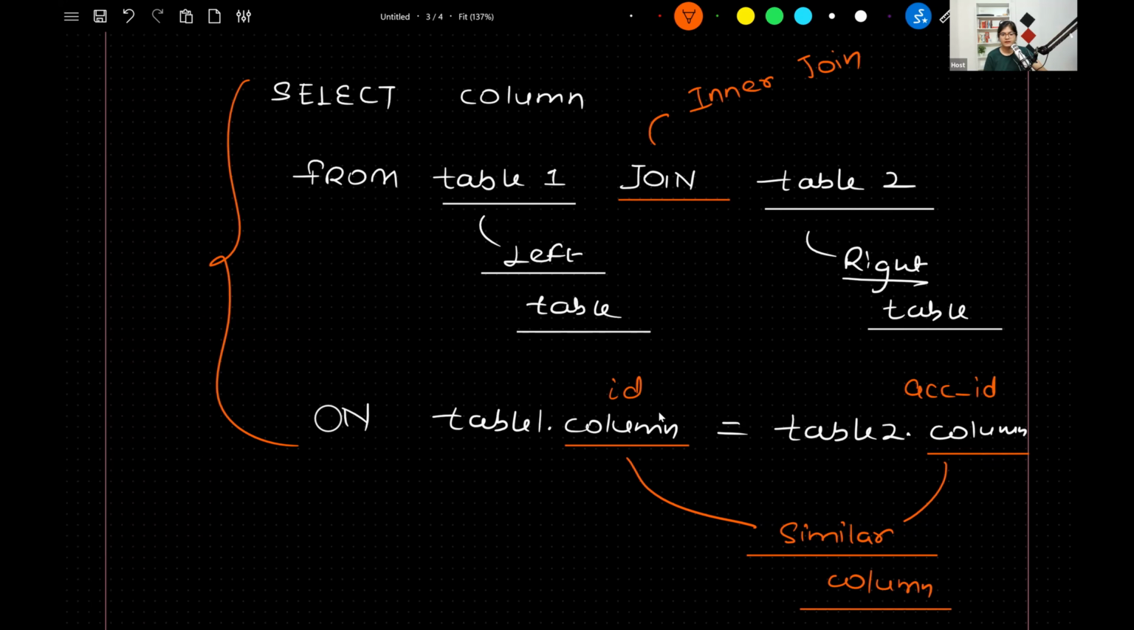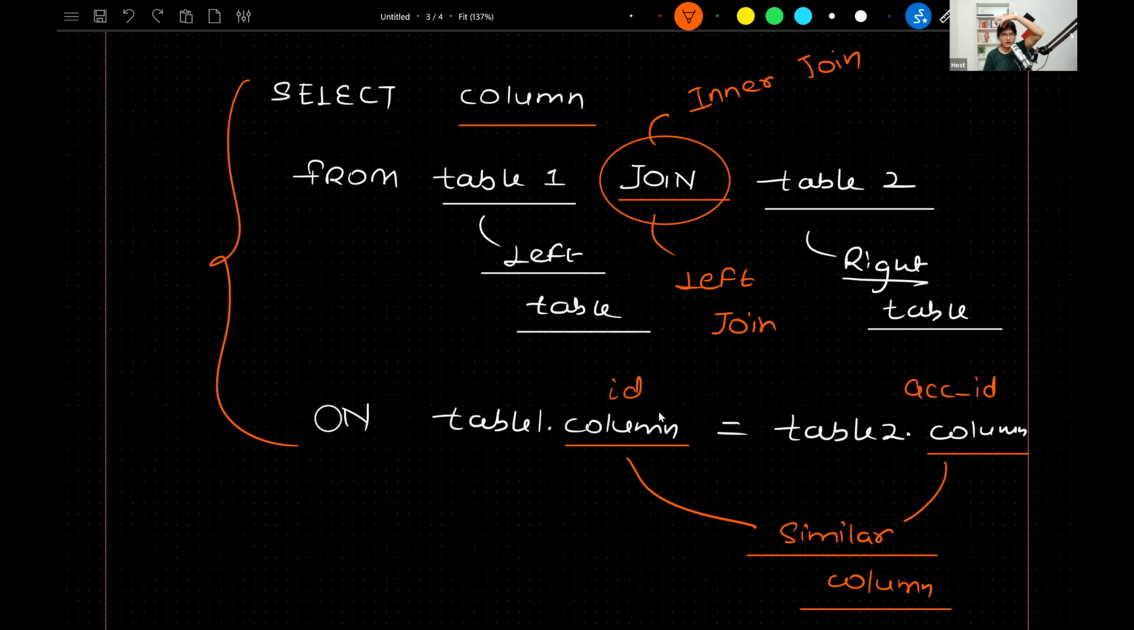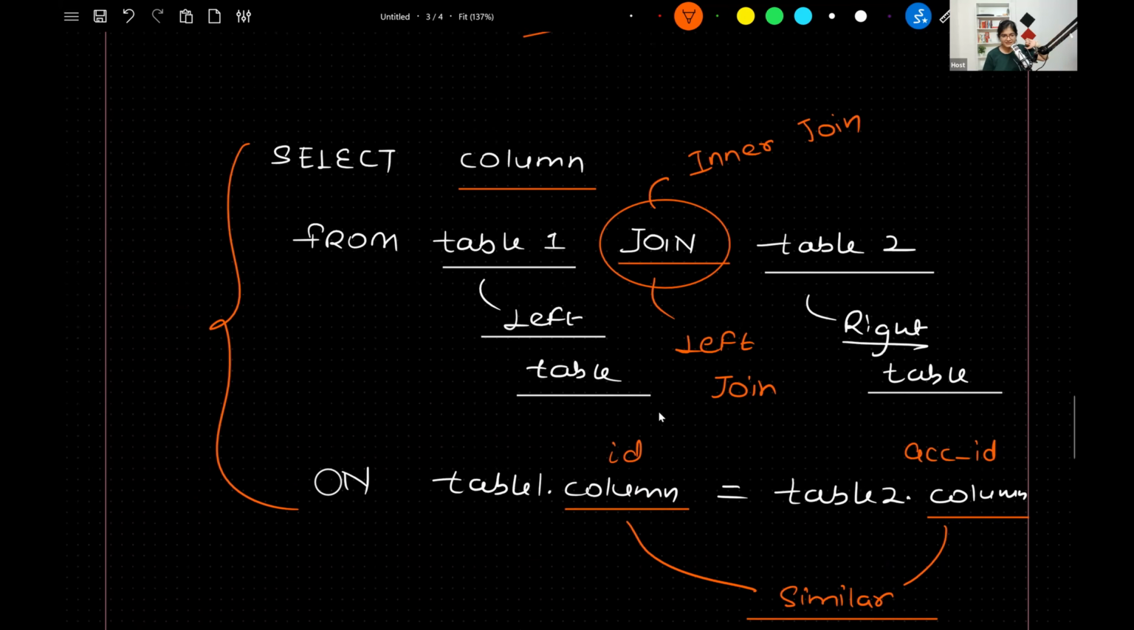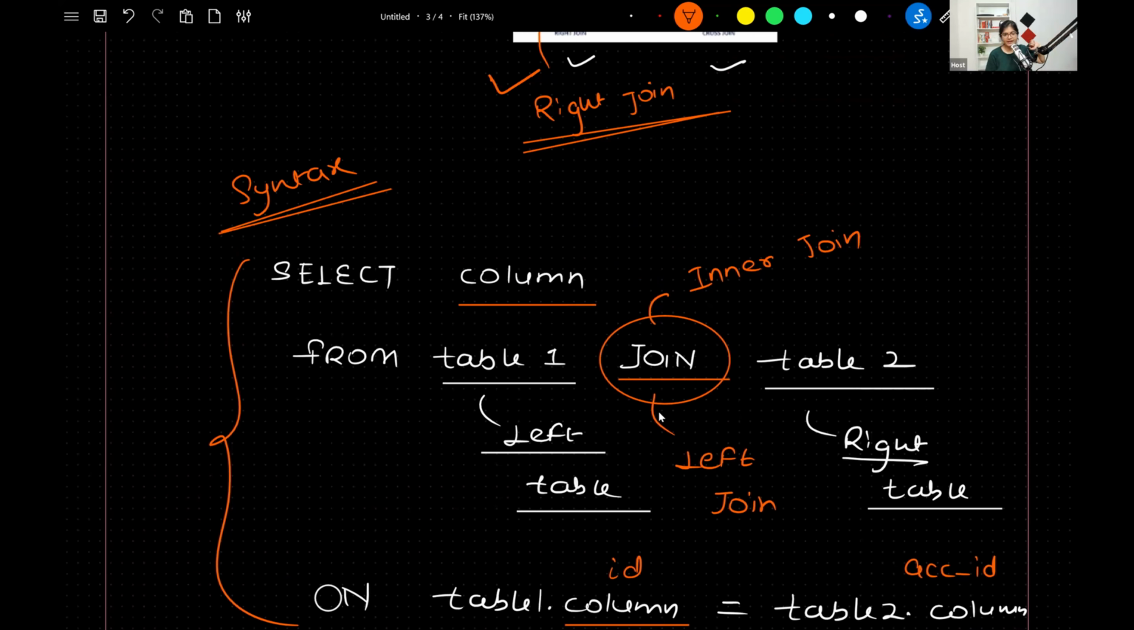Now, if you want to apply a left join, then instead of writing join, you will mention left join. If you want to apply a right join, you will refer to right join. If you want to apply a cross join, you will refer to cross join. That's it. The syntax will remain the same to apply any of the joins, whether it be a normal join, which is an inner join, left join, right join, or cross join. Select the columns which you want to display from table 1, apply whatever type of join you want, table 2, and then specify the common columns you have in both tables. So you will mention table 1 dot the common column equal to table 2 dot the common column. This is the syntax to apply any join in MySQL.